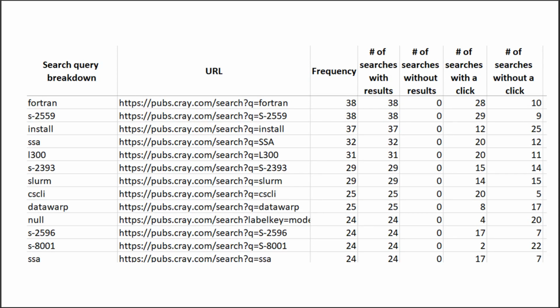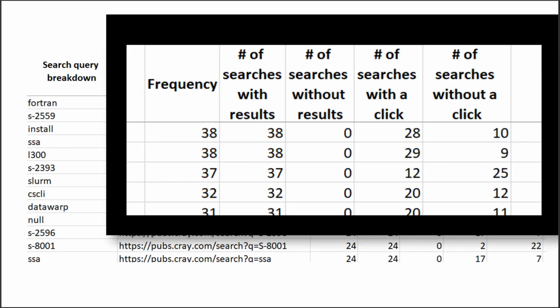But here's another thing that we can do. The search query, these are searches that have solutions, have results. And if we look at it closely, we can see that Fortran, which was our first query, was looked for 38 times, and 38 times they found results. But what was interesting is only 28 times they clicked. 10 times they got results, say Fortran, and they didn't click.